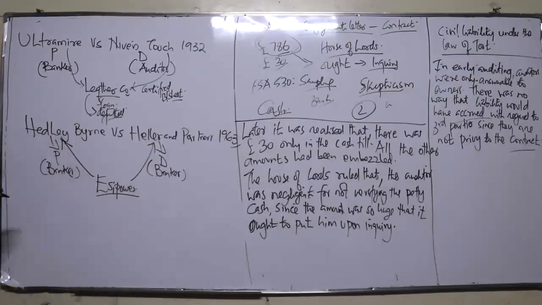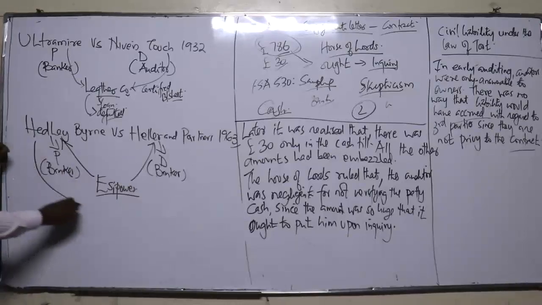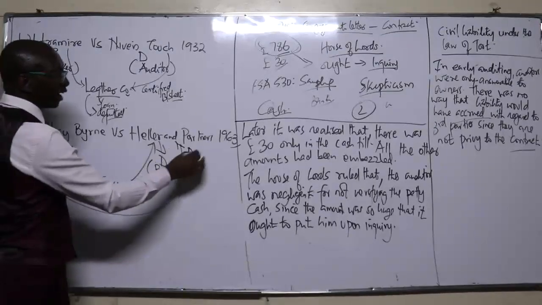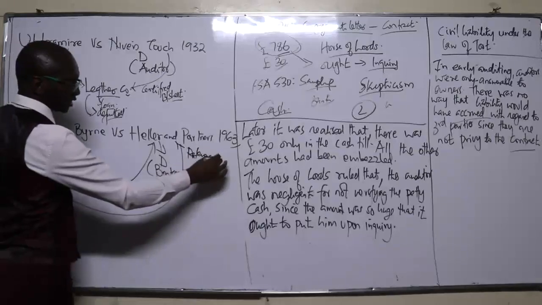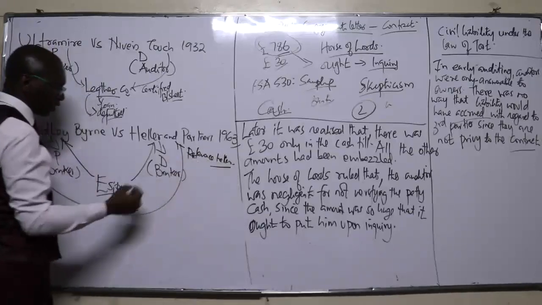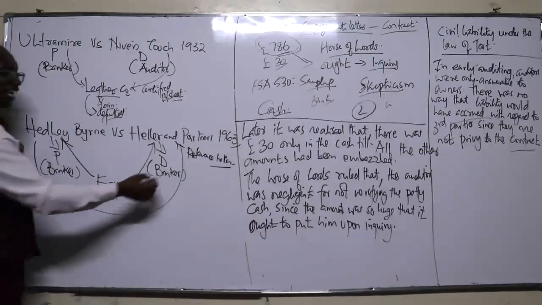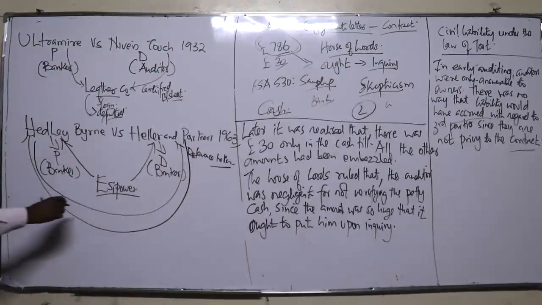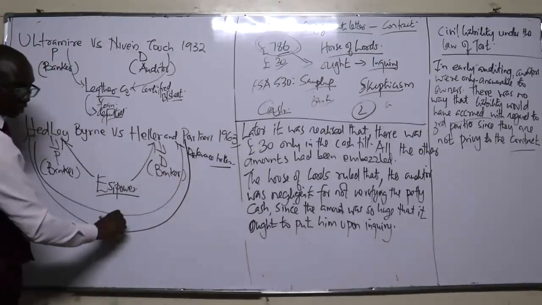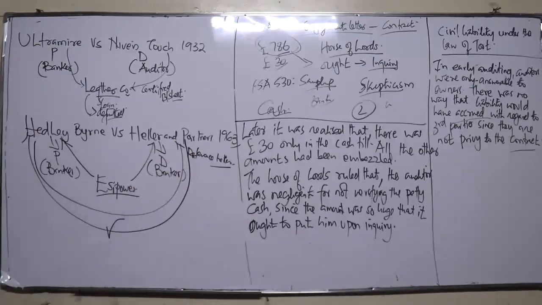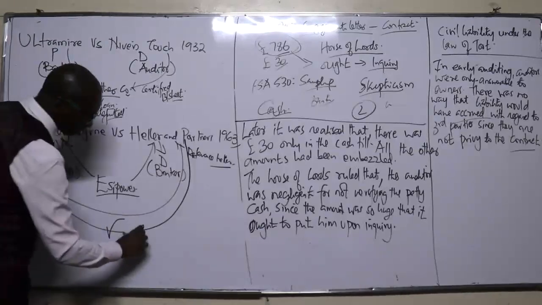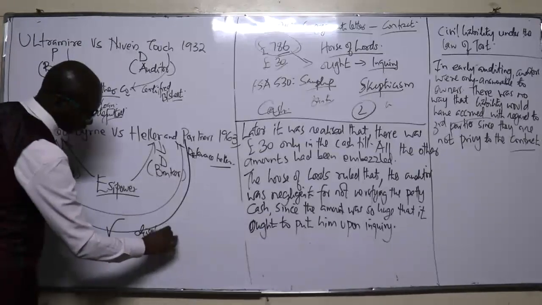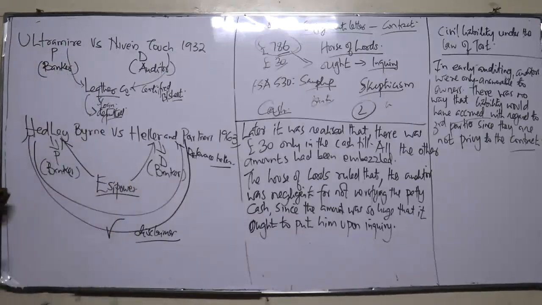In carrying out a due diligence exercise, Hedley Byrne approached Heller and Partners for a reference letter about the creditworthiness of AC Power. Heller and Partners granted a reference letter to Hedley Byrne, indicating that AC Power was creditworthy. But they went further to introduce a disclaimer, indicating that they would not accept any liability that may arise as a result.